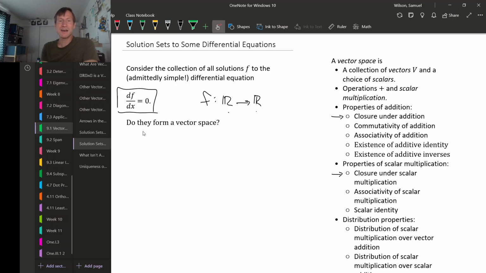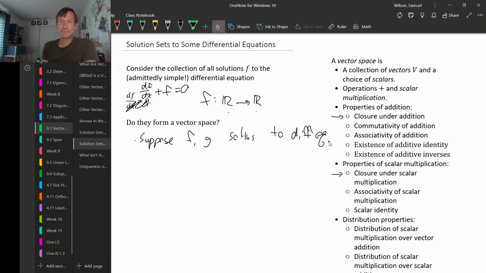So suppose that we have two solutions to that differential equation. Actually, let me make this differential equation a little more interesting. I think it's too boring even to bother with. This differential equation is a little more interesting. So let's suppose f and g are solutions to the differential equation. To check closure under addition, we need to know, is f plus g a solution?